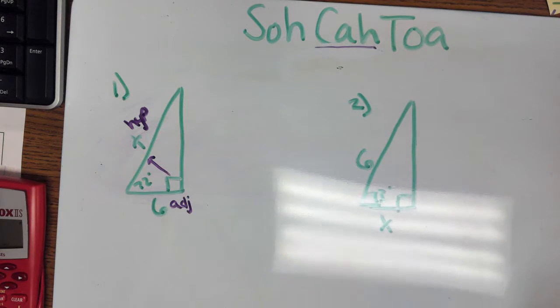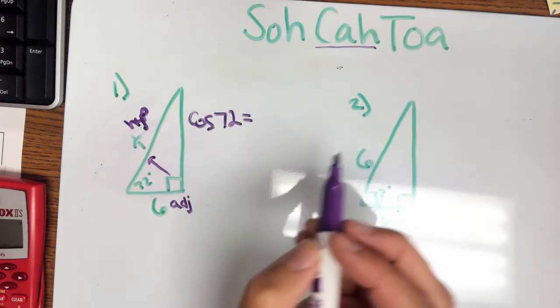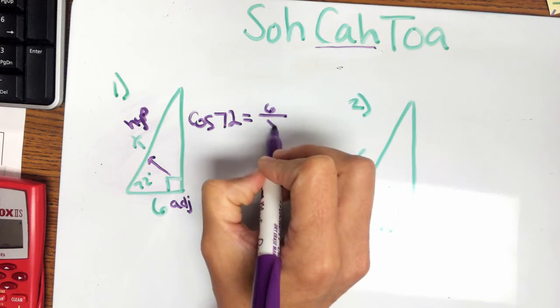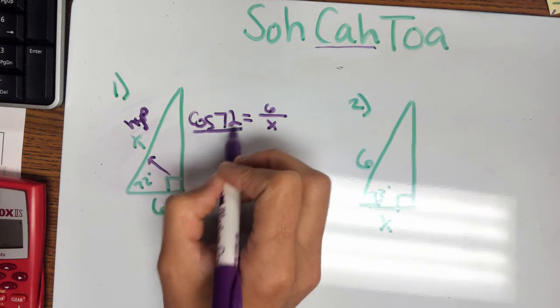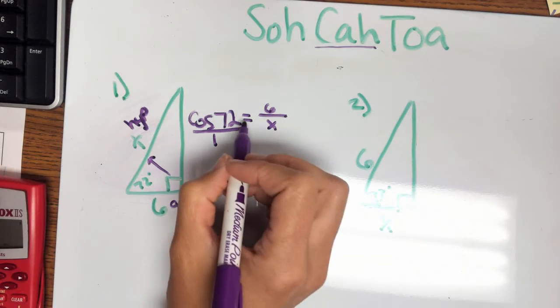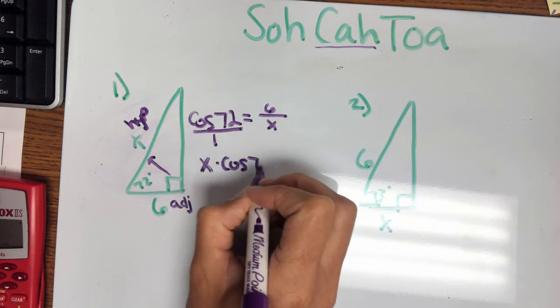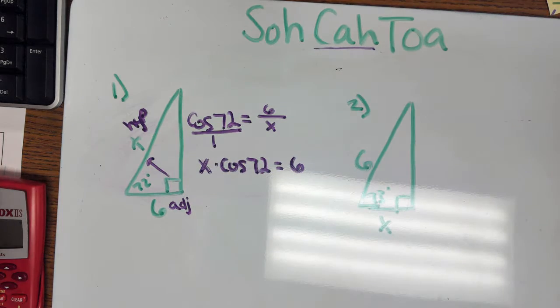We're going to use cosine again. So we're going to say cosine of my angle is equal to A, which is 6, over H, which is X. So this is where it's a little bit different than the last one. We're going to make this a fraction over 1, and then we're going to cross multiply. So my first diagonal, I'm going to write it as X times cosine of 72 degrees is equal to 6 times 1, which is 6.